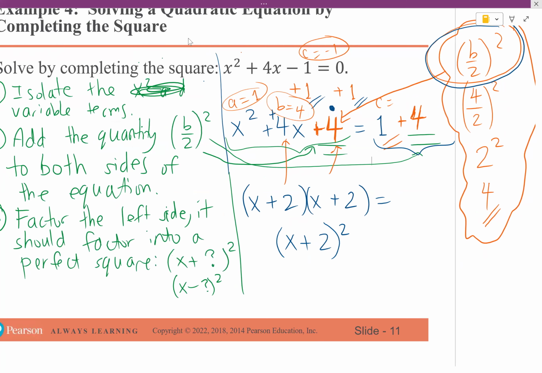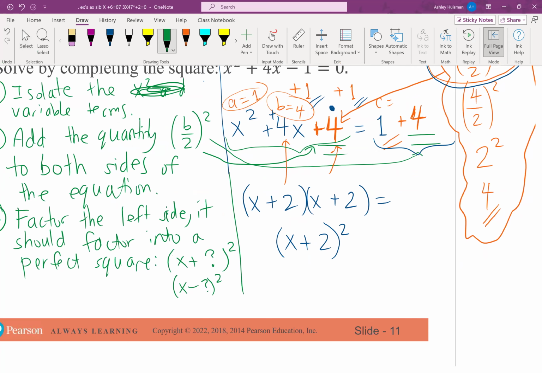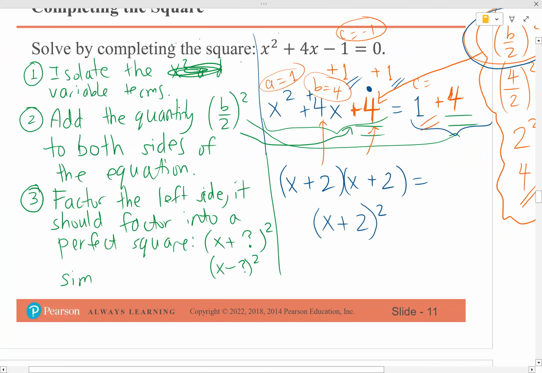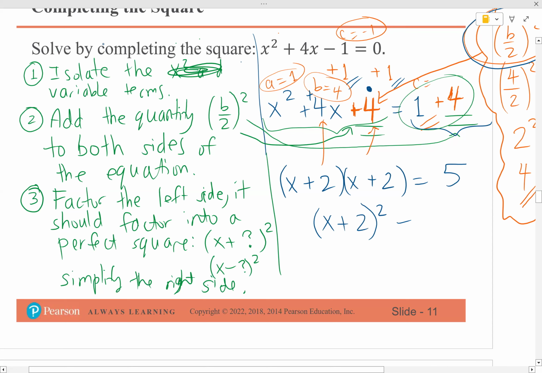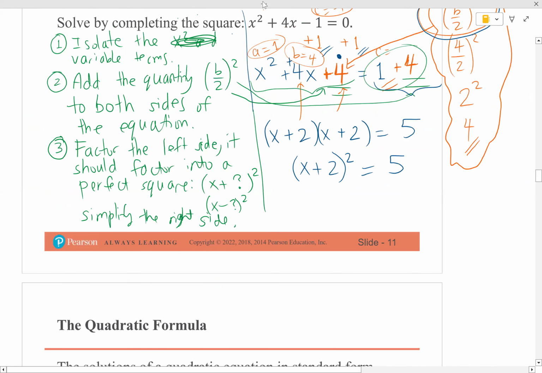I've got 1 plus 4. I can just go ahead and add those. So maybe I should say simplify the right side of the equation. In other words, it's just going to be two numbers. You might as well add them together. 1 plus 4 makes 5. So it comes down to x plus 2 squared equals 5. Then I kind of ran out of room for these steps, but there's one more step.